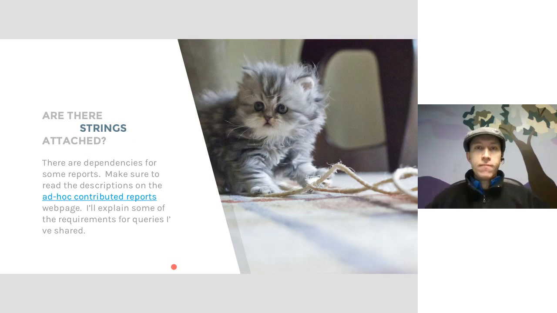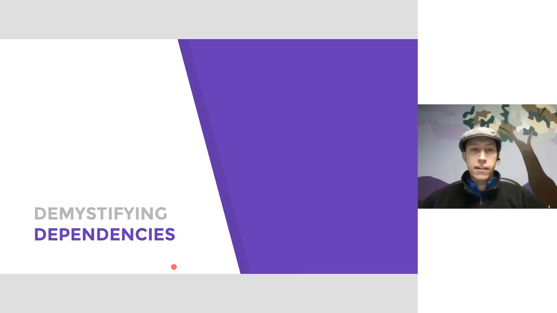So, as you may have picked up already, some of the reports contained in the contributed reports will have some strings attached. There may be some dependencies, where you may have to add another plugin, or you may have to do a hack or do something to change things a little bit. Or maybe you have to add a filter to get the desired outcome. So basically, make sure that you read the ad hoc description so that you can add any of those dependencies that are necessary.